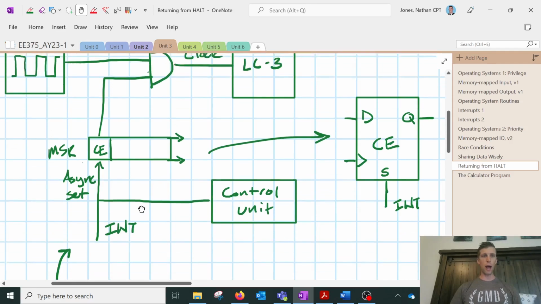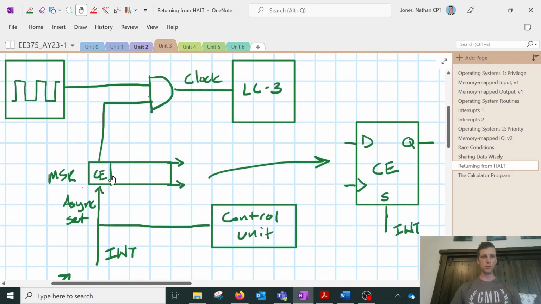And so after we issue our HALT instruction and this bit is clear, the LC3 doesn't do anything else until an interrupt is generated that would need servicing. That interrupt signal, if it goes to the asynchronous set on the clock enabled bit, can turn that back into a 1, which allows the clock to go back to the LC3, and now we can restart our processor. We can finish running the HALT trap routine and then continue on with our interrupt.